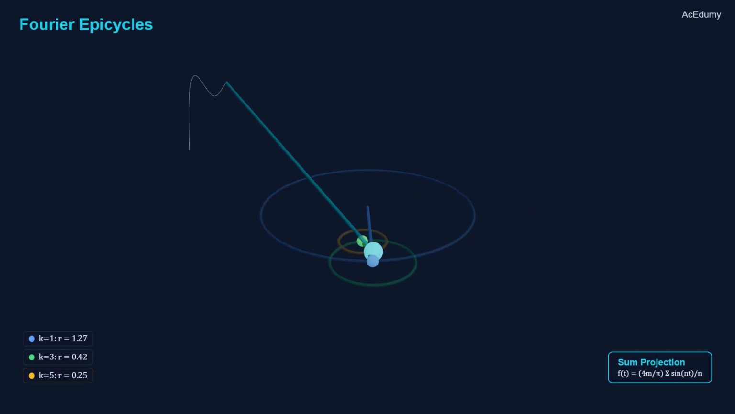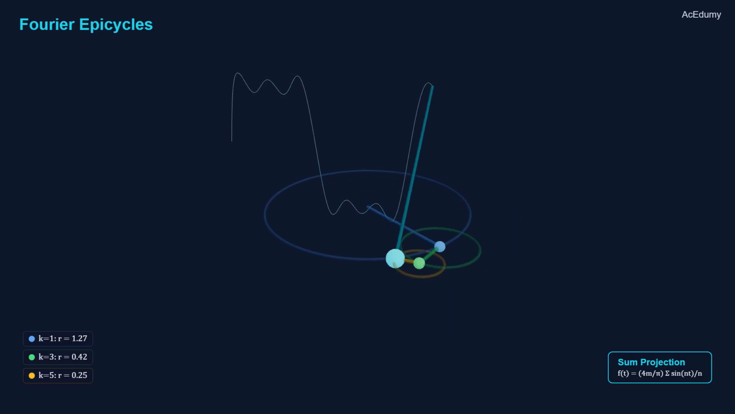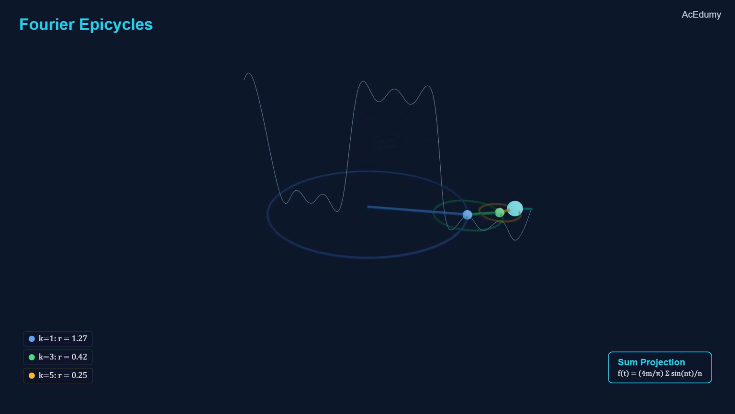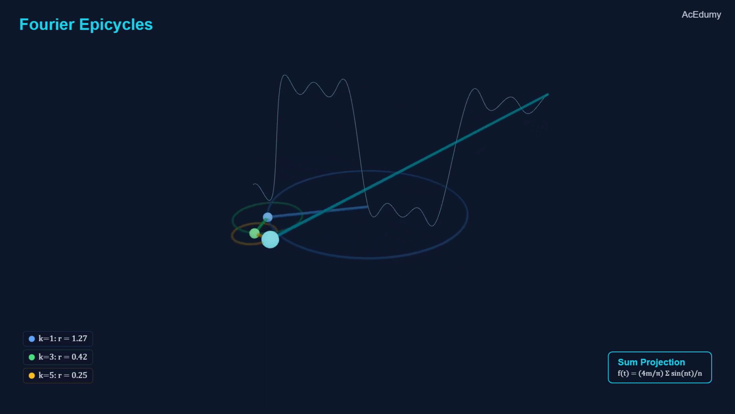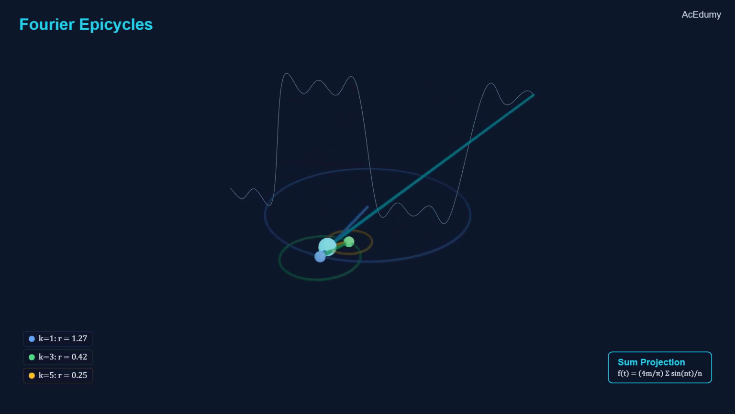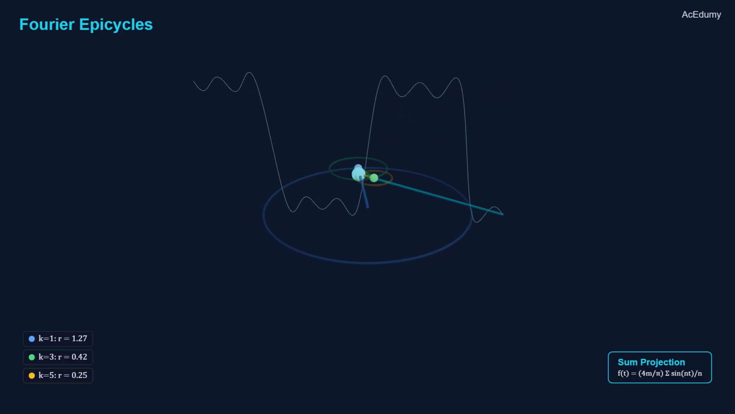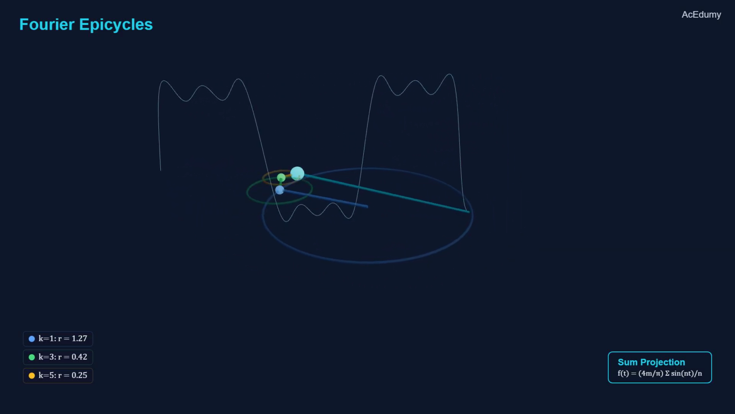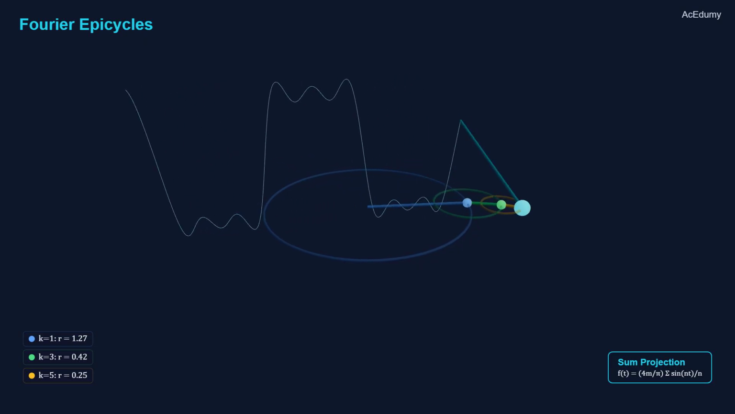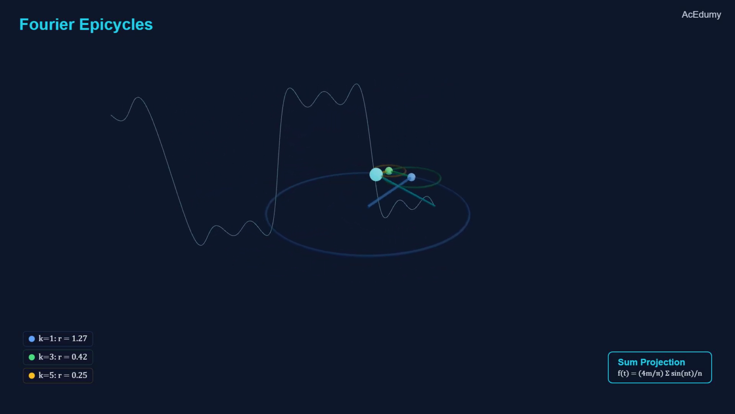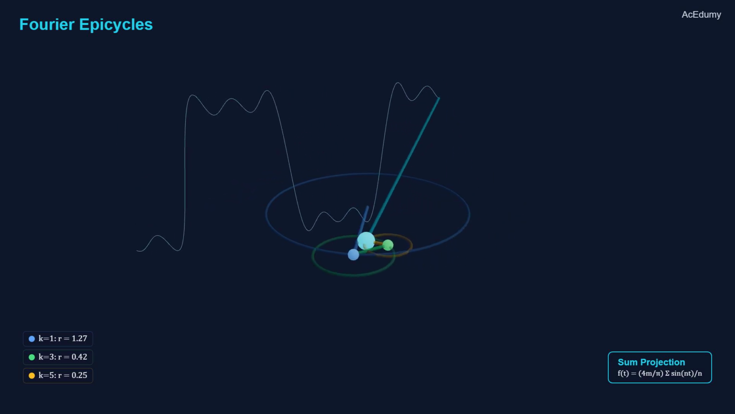To develop intuition, let's visualize Fourier synthesis as rotating phasors. The fundamental harmonic k equals 1 traces a large circle in the complex plane with radius 4M over pi. The third harmonic k equals 3 traces a smaller circle, 1/3 the radius, but rotating 3 times faster. The fifth harmonic is smaller still, 1/5 the radius, 5 times the speed. As these phasors rotate, add their tips together. The sum traces out the time domain signal. With just 3 harmonics, you can already see the square wave taking shape.